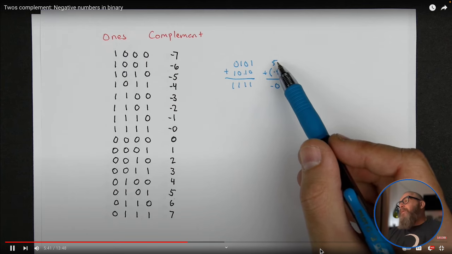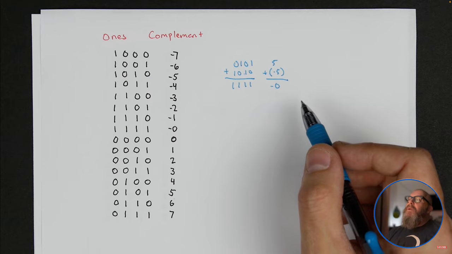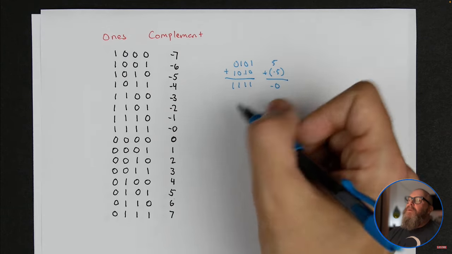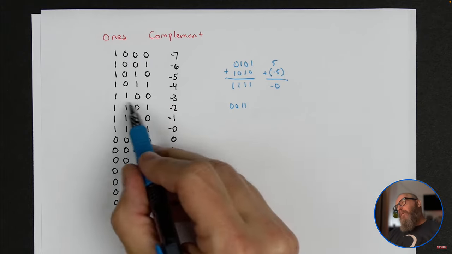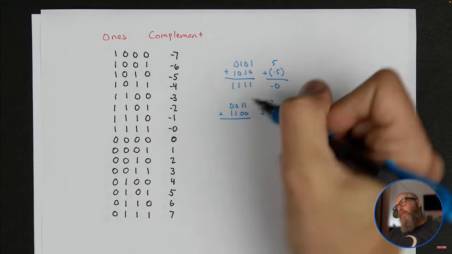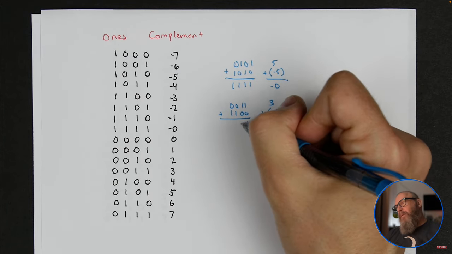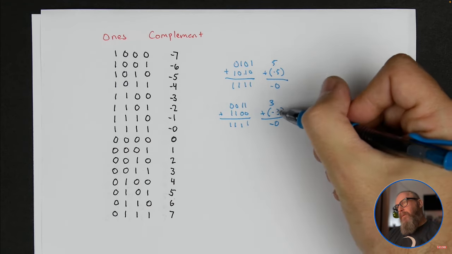Right? 5 minus 5, you'd expect to get 0. Negative 0 is, I guess, the same thing. So that's pretty good. And that actually works for any of these. We can do 3 minus 3. So 3 is 0, 0, 1, 1. Negative 3 is 1, 1, 0, 0. So this is 3 plus negative 3. If we add these together, so 1 plus 0 is 1, 1 plus 0 is 1, 0 plus 1 is 1, 0 plus 1 is 1. We get 1, 1, 1, 1 again. And so again, 3 minus 3 is negative 0.